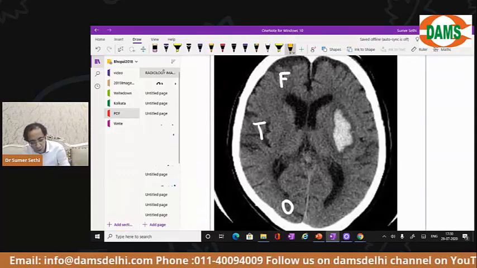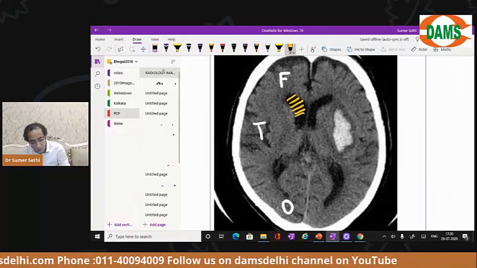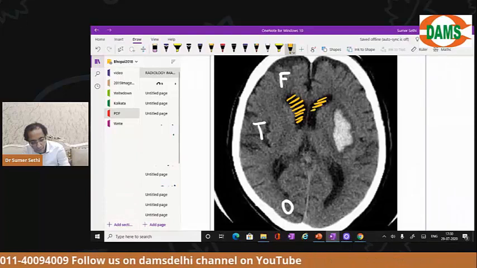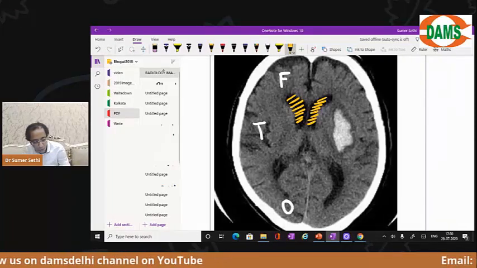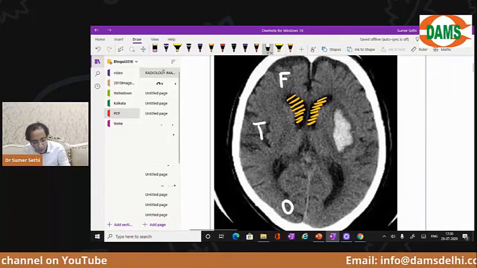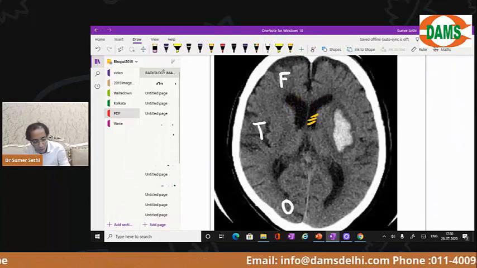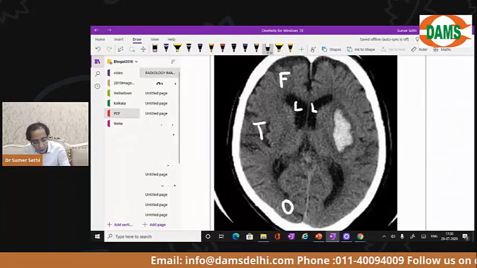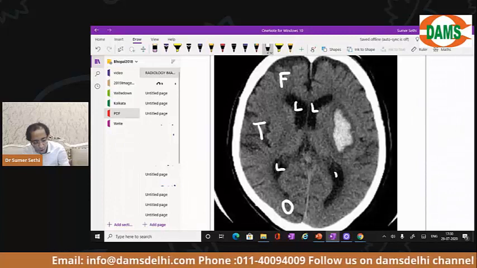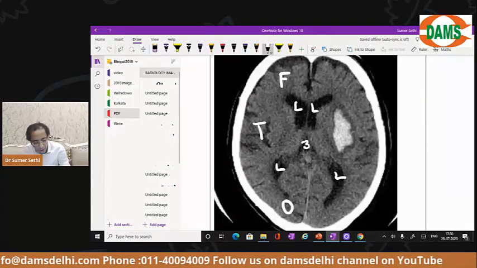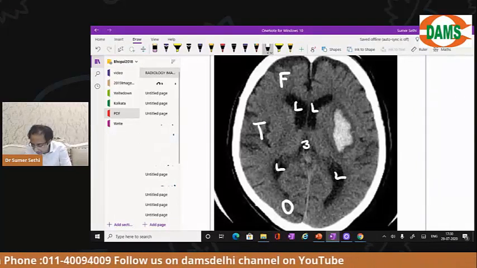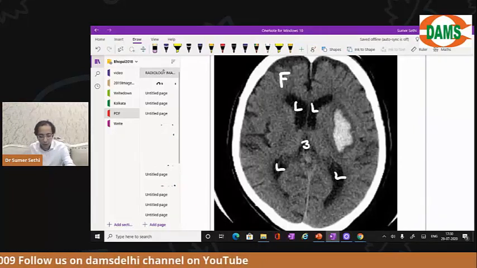This is your anterior horn of the lateral ventricle. In between is the septum pellucidum. Anterior horns of the lateral ventricle, and this is your posterior horn of the lateral ventricle. In the midline you have the third ventricle. Should I repeat? I am saying it again, children look.